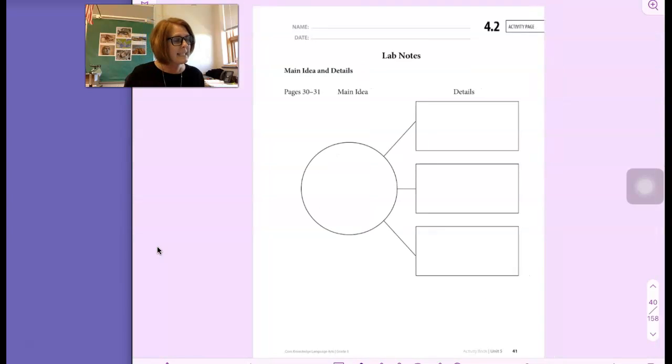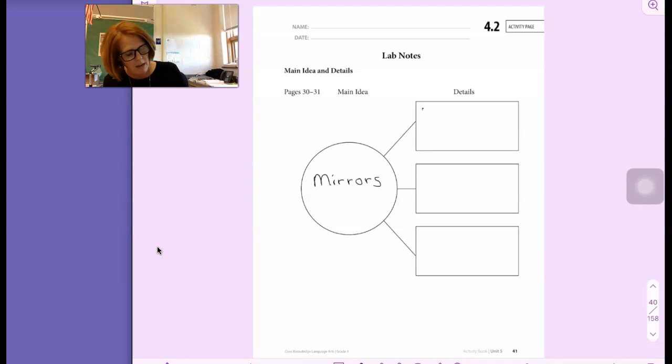So the main idea of pages 30 and 31 was simply talking about mirrors. Right? They're just talking about mirrors on that page. And the three key details are that a mirror is made of glass with silvery metal on the back.